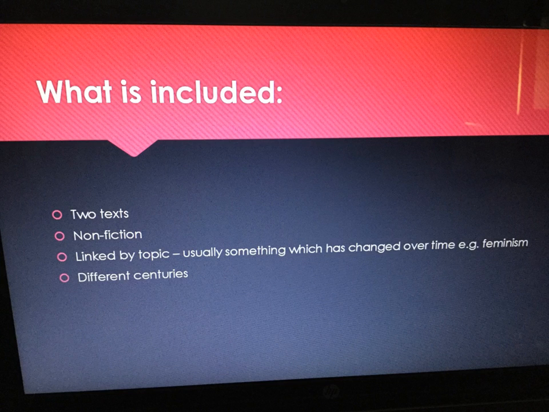A reminder of what is included in paper 2 is that you are given 2 texts, both of which are non-fiction. As I say on my other videos, you can prepare for this by reading articles and journals and diary entries. Both the texts are linked by topic, and it's usually a topic that has changed over time, so racism, feminism, things like that. And then finally they are from different centuries. One text is likely to be pre-19th century and the other one more modern. On these videos I've just been using 2 modern texts just as a means of showing you quick revision, but remember, for you, one of your texts will be pre-19th century.